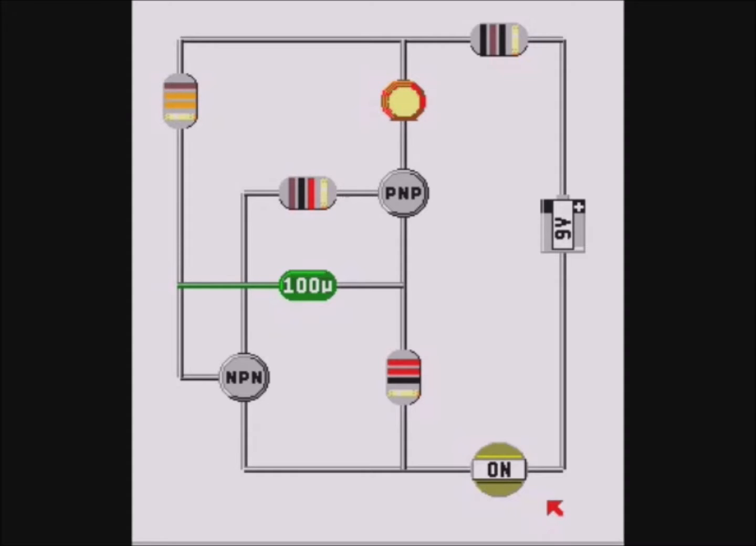Almost immediately this drains the capacitor, switching the NPN transistor off again, which in turn switches off the PNP transistor. The capacitor begins charging again, repeating the process. This type of circuit is known as a multivibrator.